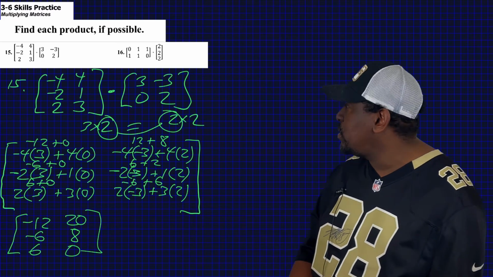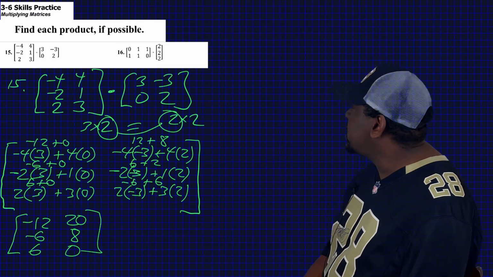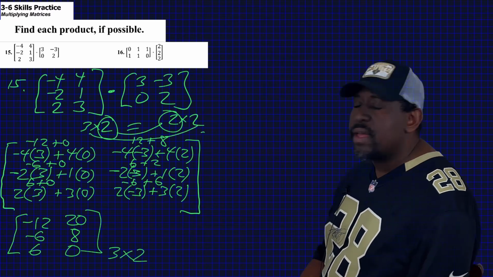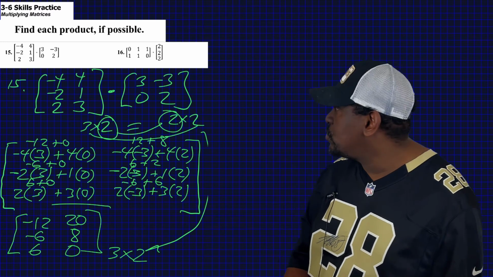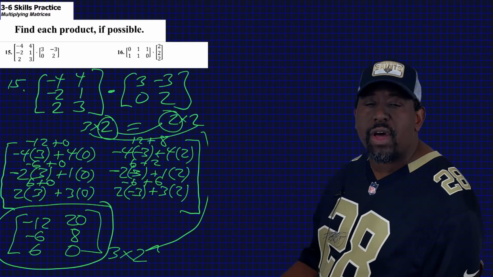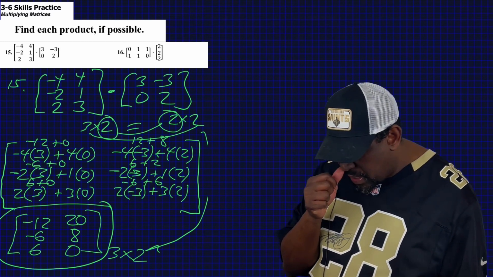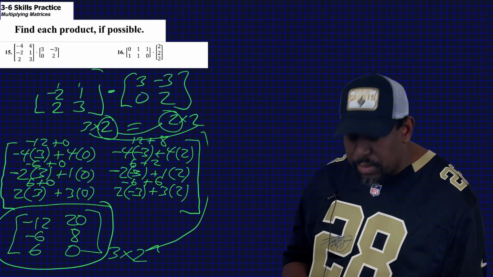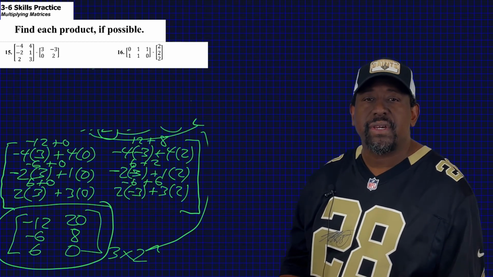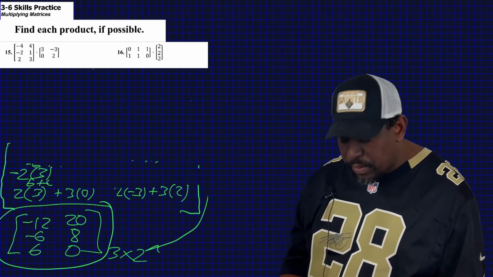As you notice, the NOLA Mathman tends to circle the final answer. We want to make sure that the matrix is a 3 by 2, which it is. And so that lets us know that we've done our products correctly. Anytime the dimensions are the same as the outer dimensions, that means you have properly multiplied the products.